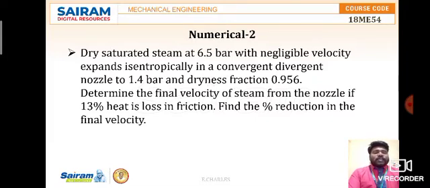So determine the final velocity of steam, that is V2, which they are asking us to find out from the nozzle if 13 percent heat is lost in friction. Because of the friction in the nozzle, 13 percent heat is lost. Then find the percentage reduction in the final velocity. First we have to find out the final velocity, and then the percentage reduction because of 13 percent heat lost in friction. That is what we have to find out in this problem.